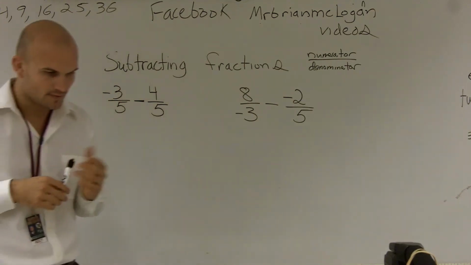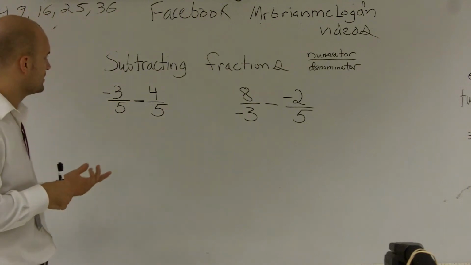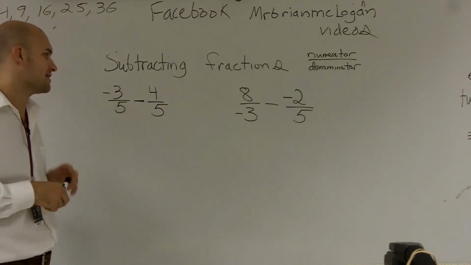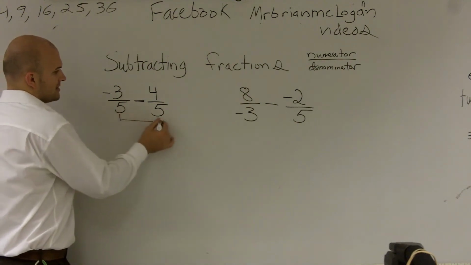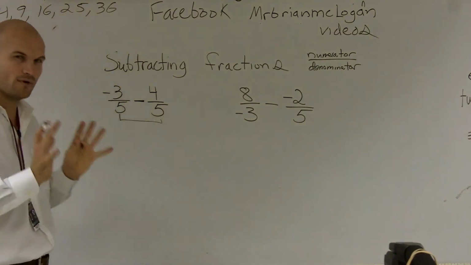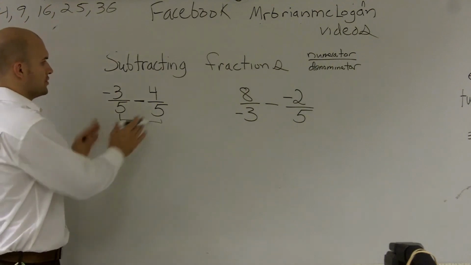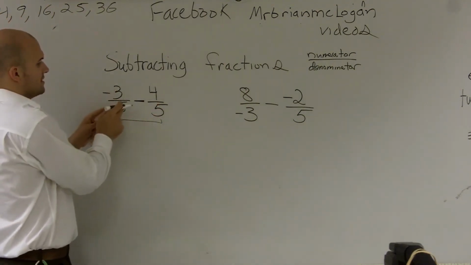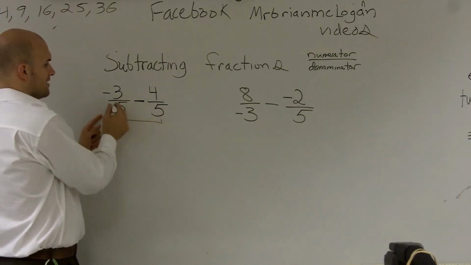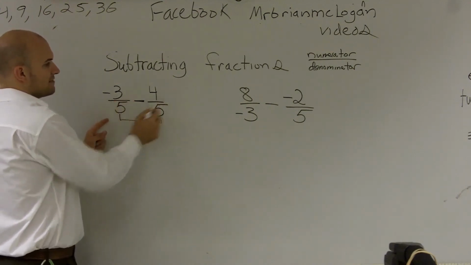So one thing that I want you guys to remember, when you're adding and subtracting fractions, is that your denominator is always going to remain the same. It always remains the same. So you're only going to be dealing with your numerators. So when I do a negative 3/5 minus a 4/5, I have a positive 5 on the bottom and a positive 5 on the bottom here.